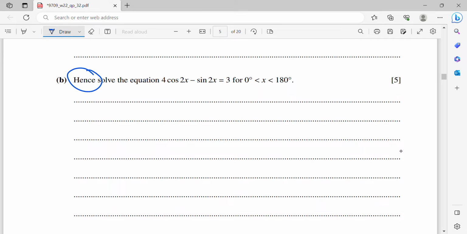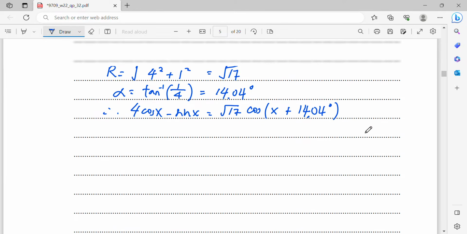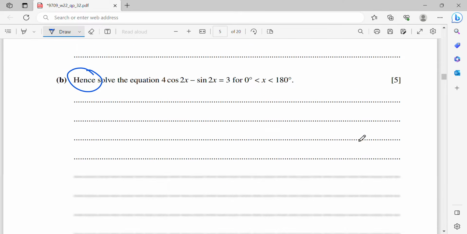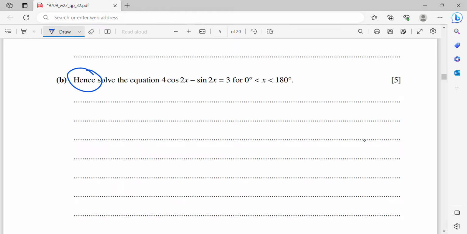Hence means use a previous answer, which means now you have to solve using this square root 17 cos(x plus 14.04 degrees). Use that result to solve for 4 cos 2x minus sin 2x equals 3 for x between 0 and 180 degrees. So now I will copy the question first.